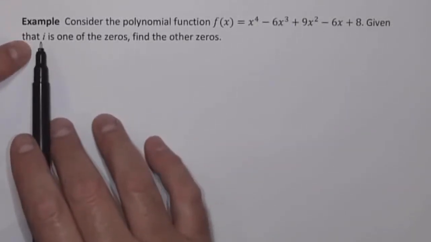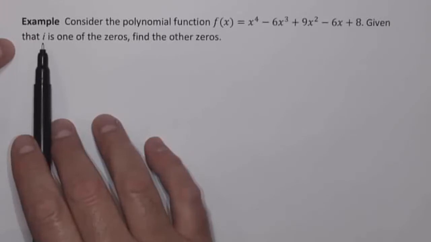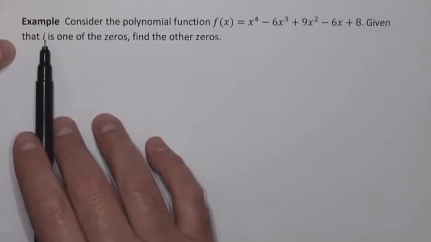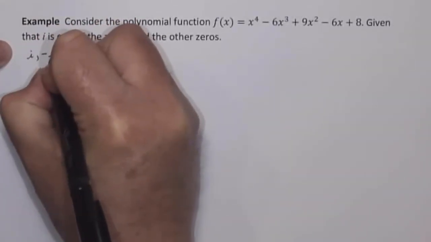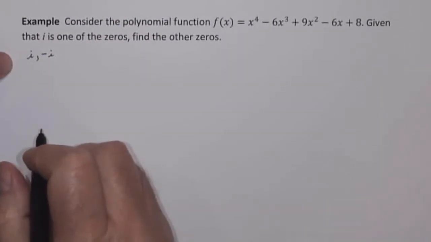We're also given that i is one of the zeros. Now, if i is one of the zeros, that's imaginary. And we know that imaginary zeros come in pairs. So if i is a zero, its conjugate must also be a zero. So i is a zero, its conjugate, negative i, has to also be a zero.